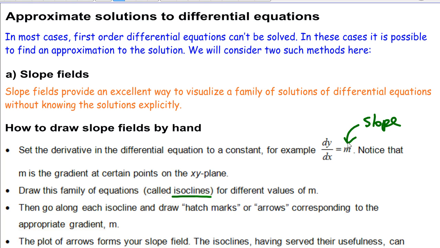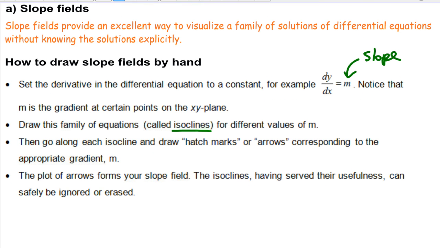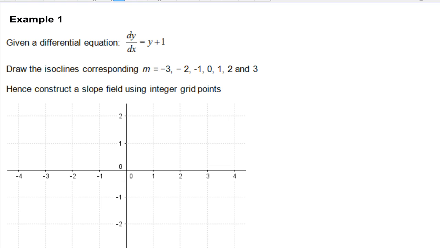Then you draw this family of equations. Then you go along each isocline and draw hatch marks corresponding to the appropriate gradient. I'll show you how to go about this in a minute, so don't worry about that. And then the plot of those hatch marks is basically what will be a slope field. Okay, so here's an example.